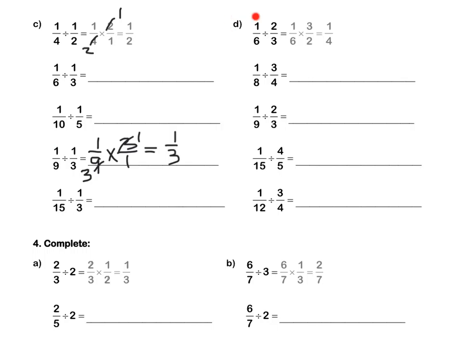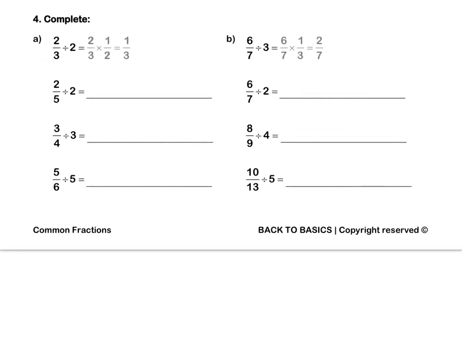Question D. 1/6 divided by 2/3 is the same as 1/6 times 3/2. Then we simplify in the question, and when we multiply out, our final answer is 1/4. Press pause to complete question D. Question 4. 2/3 divided by 2 is the same as 2/3 times the inverse of 2, which is 1/2. Then we simplify in our question, and when we multiply out, our final answer is 1/3.